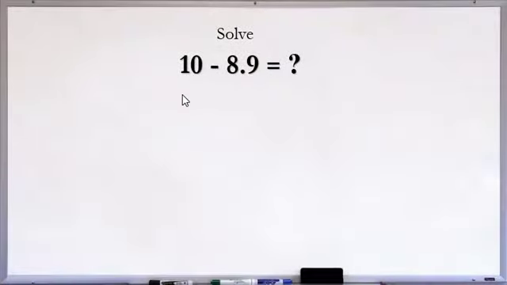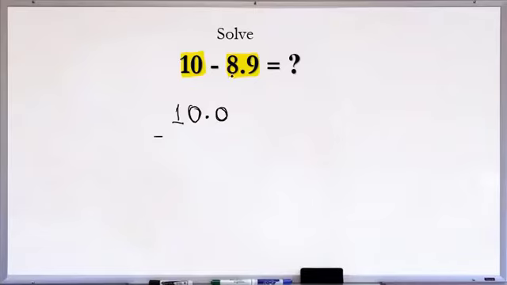The question says solve 10 minus 8.9. This will give us what? We've got 10, and we've got 8.9. It's got a decimal point, so we need to be aware of that. So we have 10, and we will be subtracting 8.9. Now we need to add a decimal point to 10, so it's going to be 10.0.